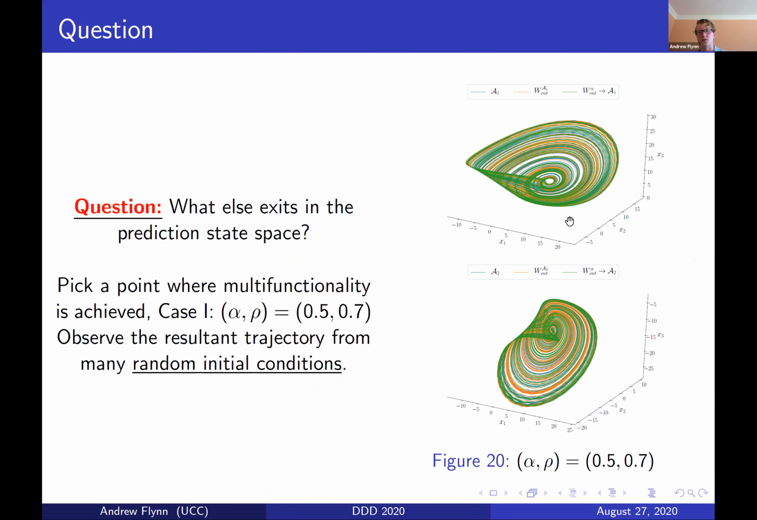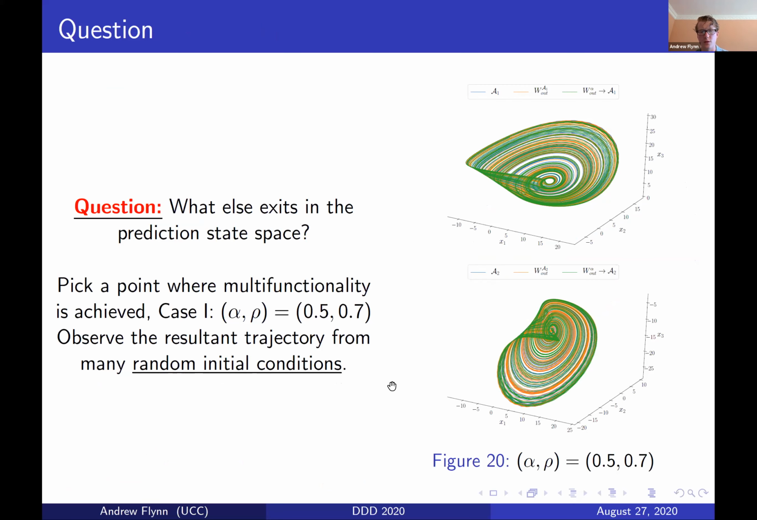So another question, as we're on to the next buzzword in the title: these behind-the-scenes bifurcations. What else exists in the prediction state space? If we pick a point where multifunctionality is achieved, say in case 1, for alpha and rho equal to 0.5 and 0.7, how about we seed in many random initial conditions for this trained reservoir and observe the resultant trajectories?